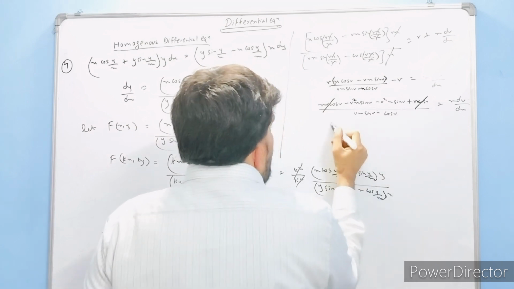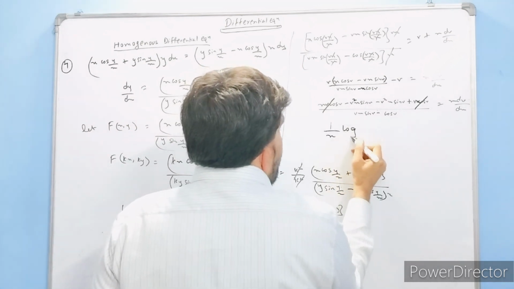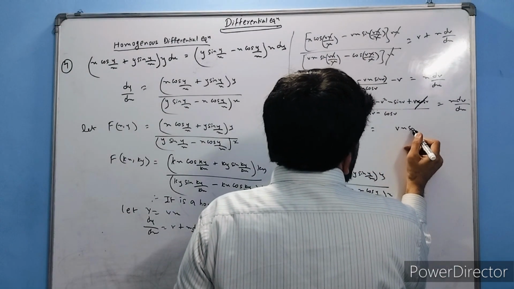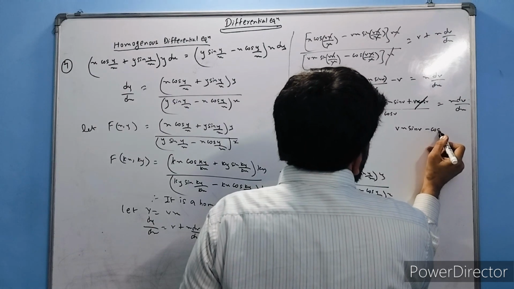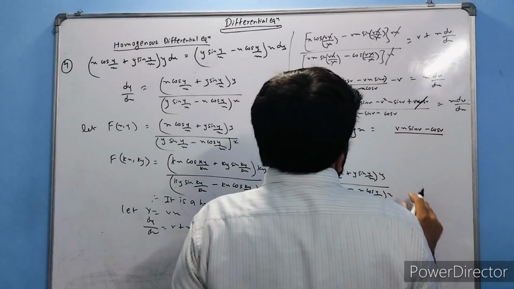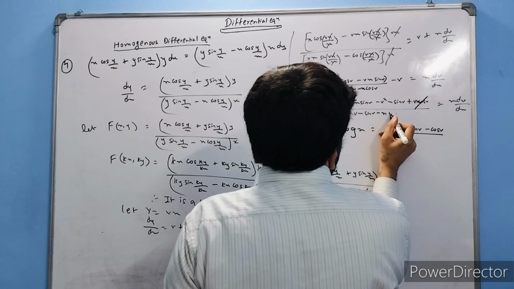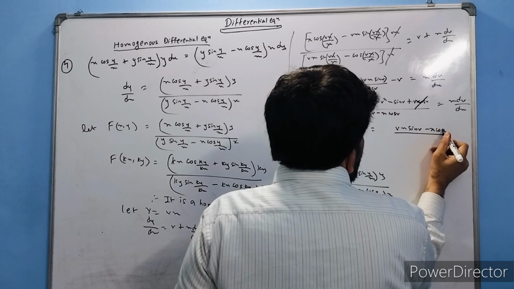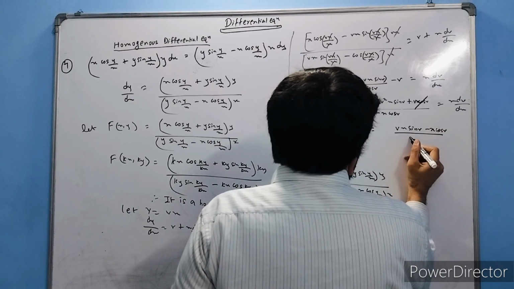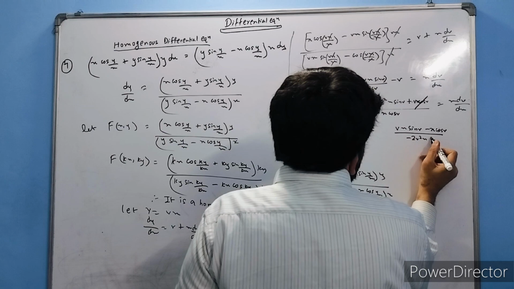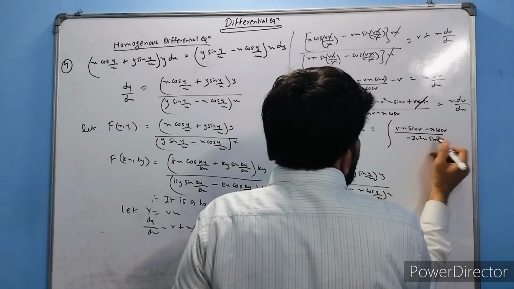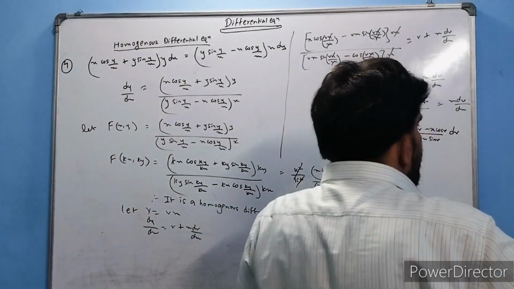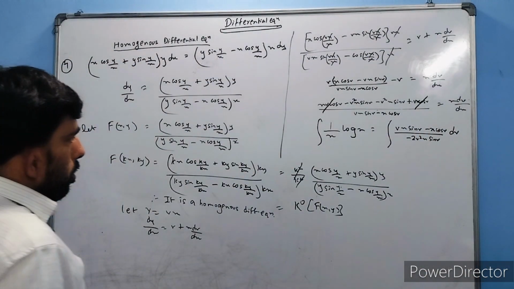So 1 upon x log x integration, we got this: (vx sin v minus cos v) upon x cos v, upon minus 2v squared x sin v. Okay, so now let us try to find its general solution here.